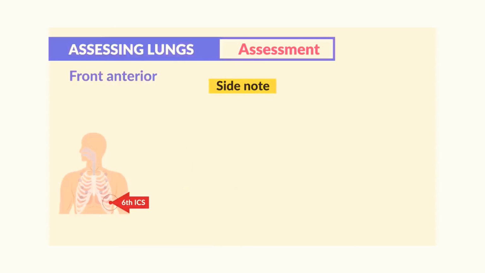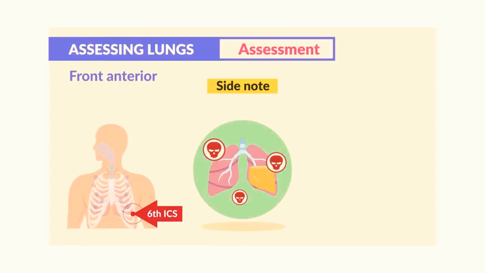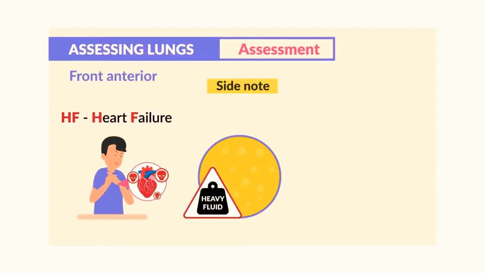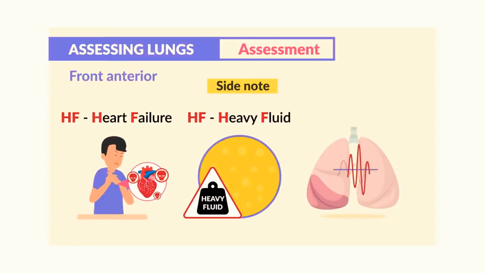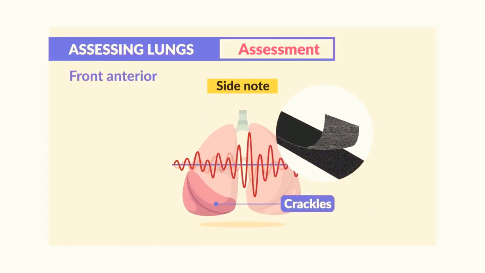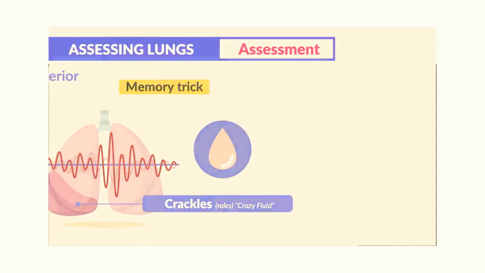Now, a little side note here. This is the best place to assess for fluid in the lungs, like with clients in heart failure. So just think HF in heart failure, HF for heavy fluid. And the lung sounds we're listening for are crackles, sounding like Velcro being pulled apart, kind of like this. Pretty crazy, right? So the memory trick we use: think crackles are for crazy fluid.